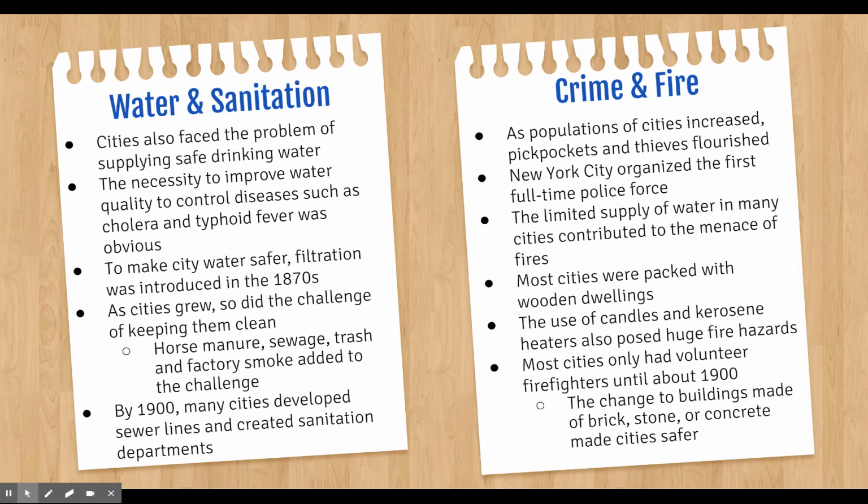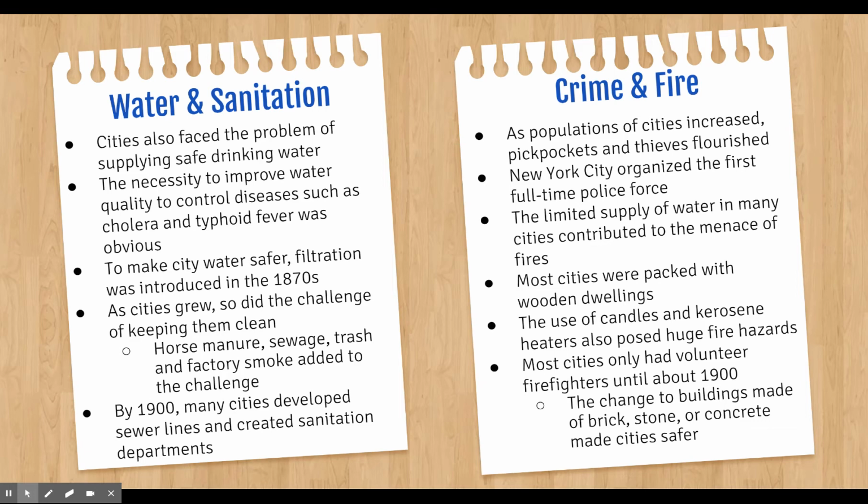So you can just imagine how much trash would pile up, how much sewage there would be. And they don't have the type of networks that we have today. There were no sewer lines, so people were just dumping sewage onto the streets. Just bath water you'd have to dump out. So it could make for a very, very dirty living condition. By 1900, many cities developed sewer lines and created sanitation departments.